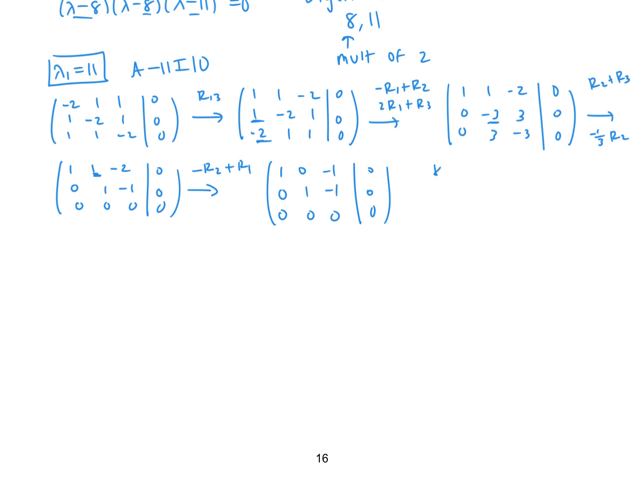So I end up with K1 is equal to K3, and K2 is equal to K3. So I can choose whatever I want for K3, but I end up with an eigenvector of just 1, 1, 1. Or 2, 2, 2, or 3, 3, 3. All three of the elements should be the same.